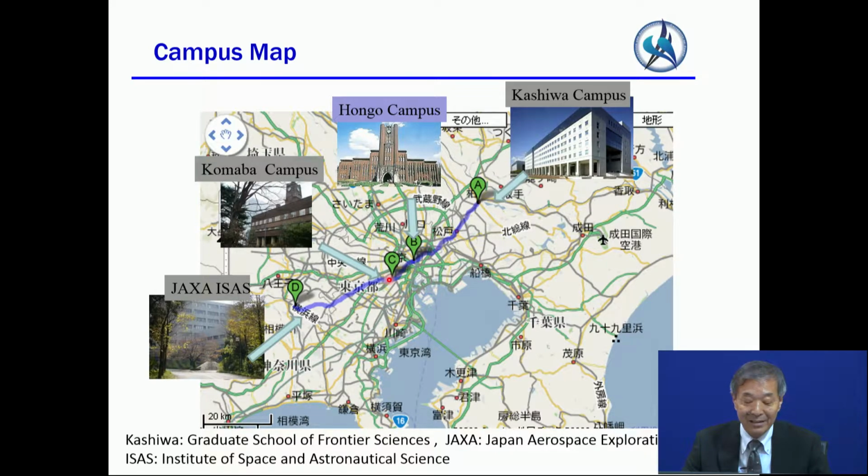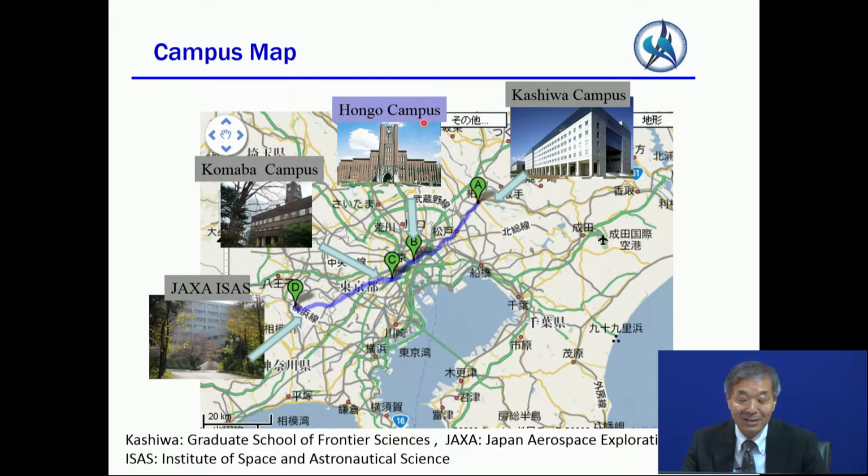It's near Shibuya station. This campus is for sophomore or fundamental studies, for first-year and second-year undergraduate students. In the Japanese system, we have a 4-year undergraduate course, a 2-year master course, and at least a 3-year PhD course. That is our system. And the Hongo campus receives third-year students and above.